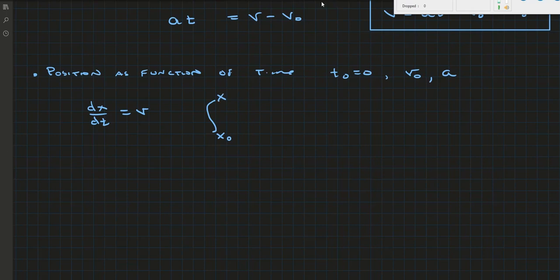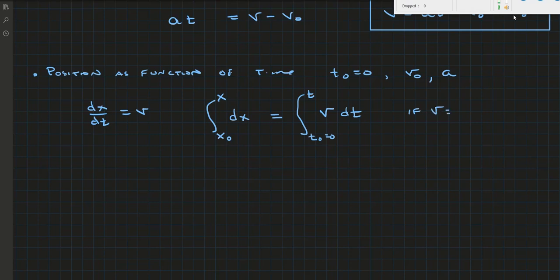We'll go from x0 to x of dx, and by separation of variables again, equals the integral of v dt, going from t0 equals 0 to t. Well, here v is not necessarily constant, and what we can do is use the relationship that we got from above.